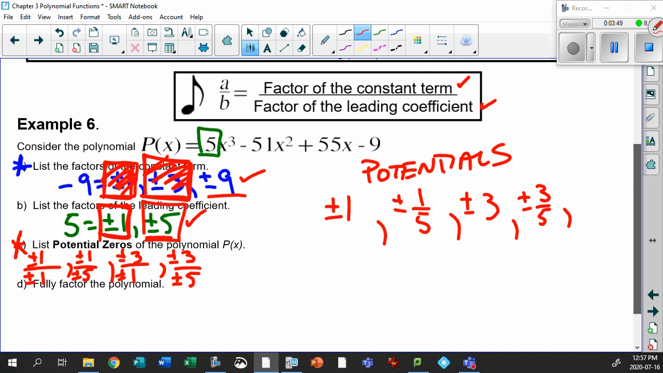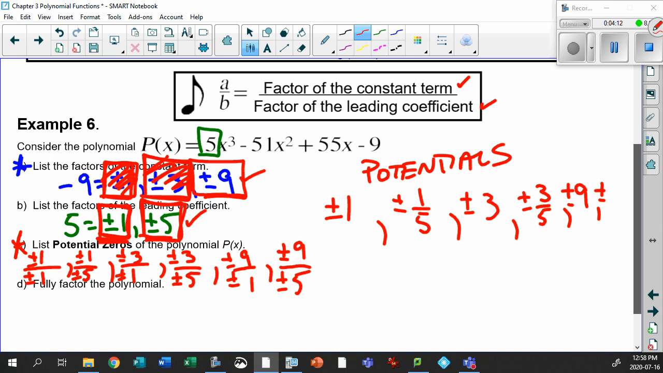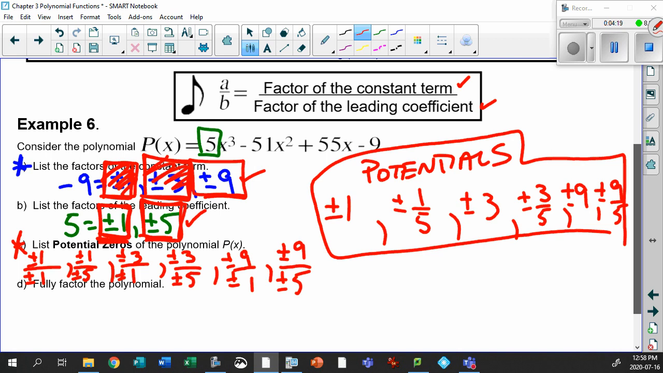Let's go over to 9 now. Okay, plus or minus 9 over plus or minus 1. Okay, because that's this first one again. Well, that's plus or minus 9. That's easy enough to do. And then our last potential could be plus or minus 9 over plus or minus 5. Okay, so that leaves us plus or minus 9/5. Okay, so you have to try every single one of these potentials to see if it actually gives you a 0 or not.